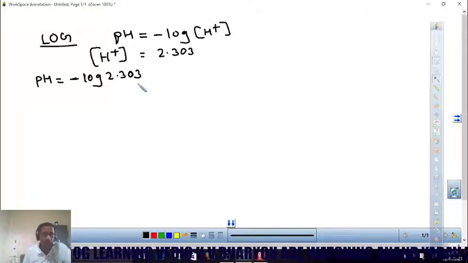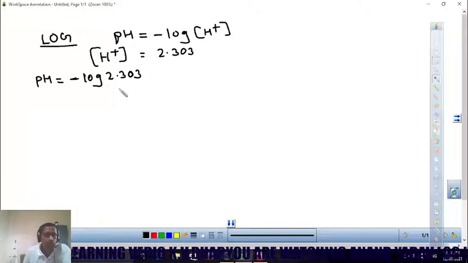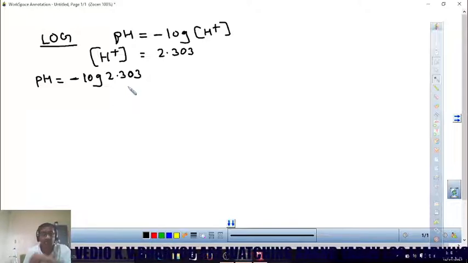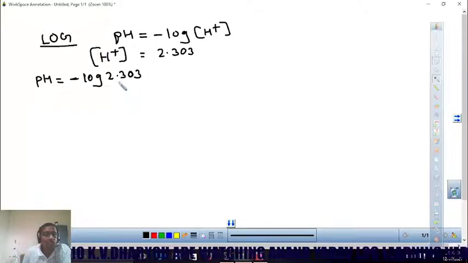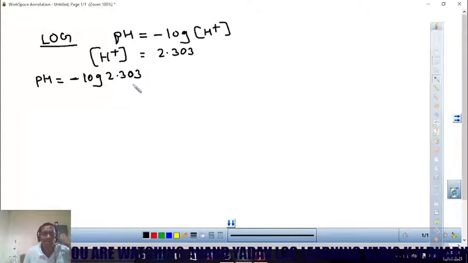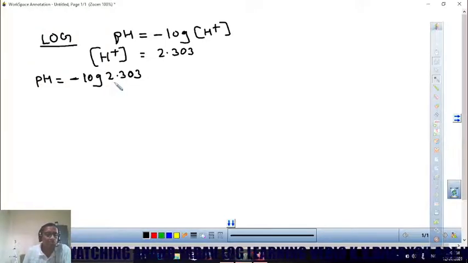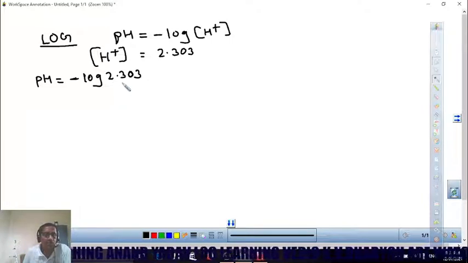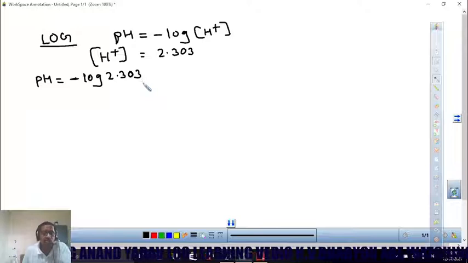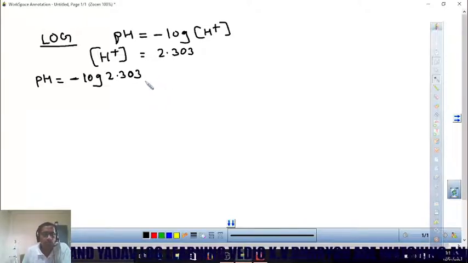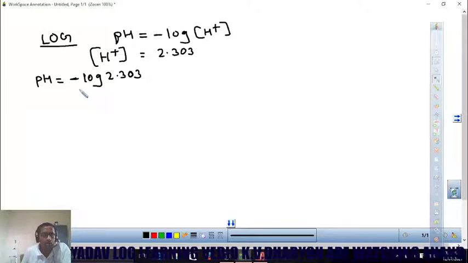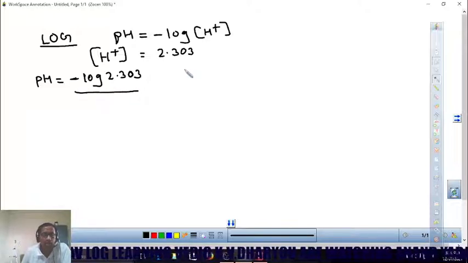For that I'll tell you, first of all you have to write this number in scientific notation. What is scientific notation? Before the decimal you should have only one digit, and after that as many digits as possible is okay, but before the decimal there must be only one number. So here this number 2.303 is written in scientific notation. Now to find out its log, let us see what we need to do.